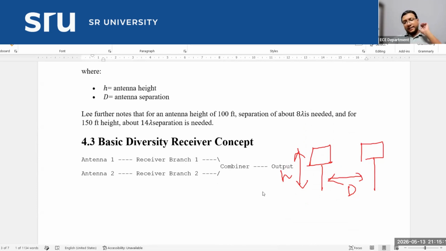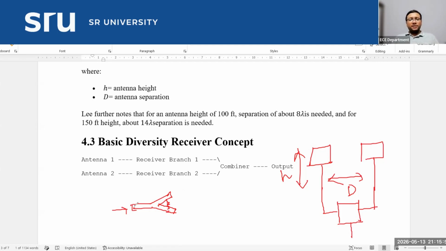So what is the basic diversity receiver concept? A diversity receiver is nothing but two antennas, and then these will be combined by a combiner, a power combiner. Okay. So what does a power combiner do? Power combiner looks like this one. Okay. So it can be used as a splitter also.